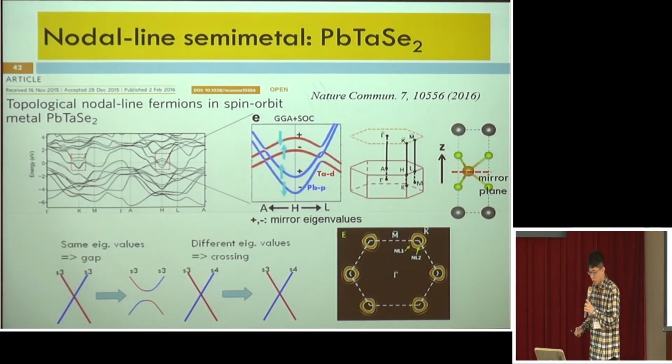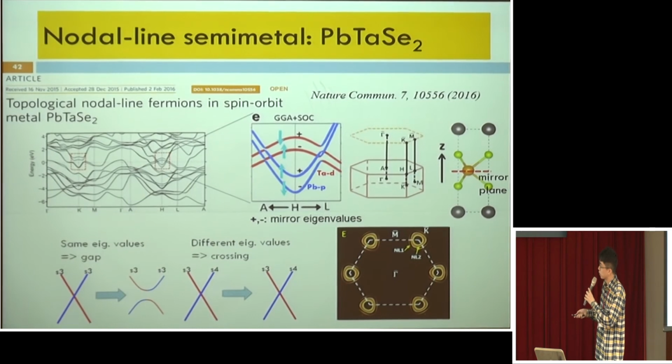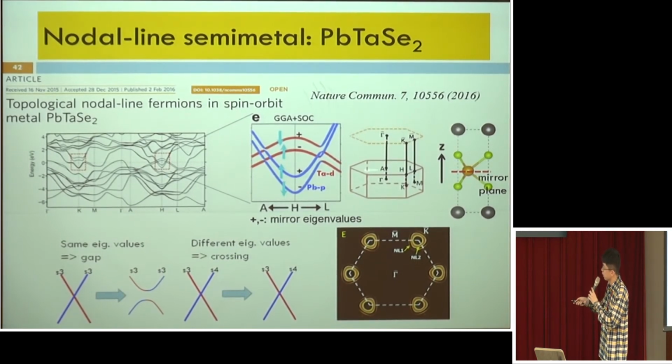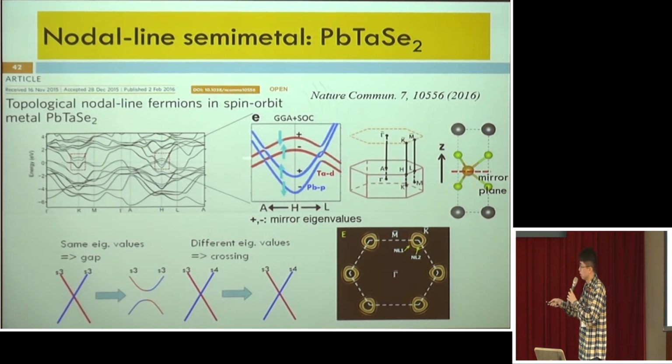In other materials, because spin-orbit coupling breaks the SU(2) spin rotational symmetry, most crossing states will get gapped out. But here we have a mirror symmetry, and the A-H-L plane is just the mirror plane. So these crossing points are protected by the mirror symmetry. This is why the spin-orbit coupling in our case cannot destroy the nodal line bulk Fermi surface.